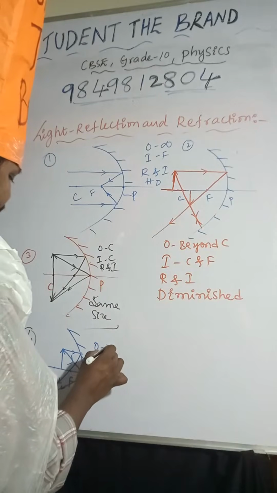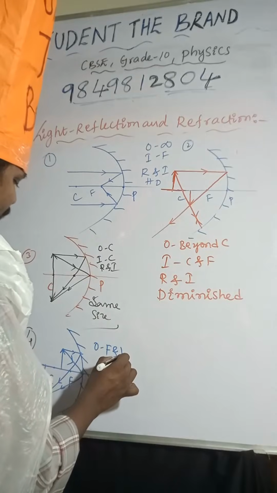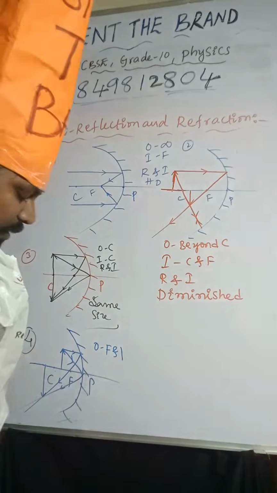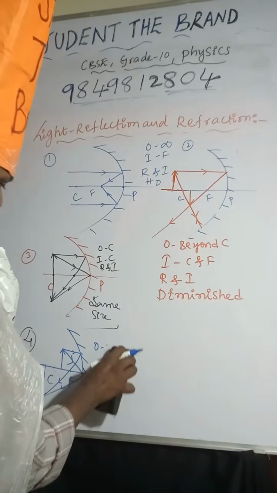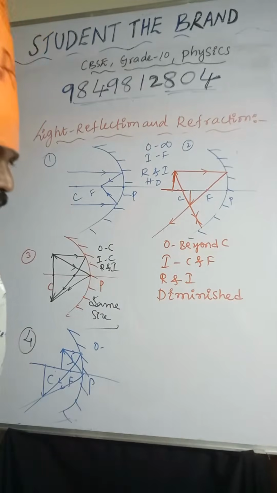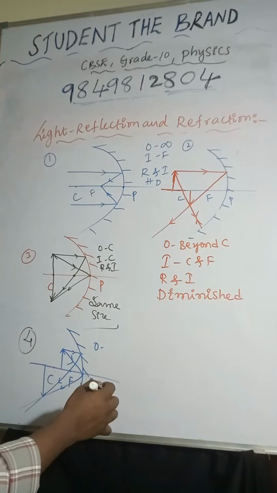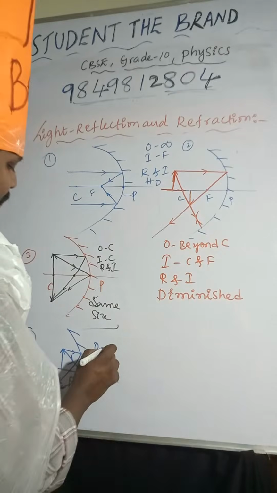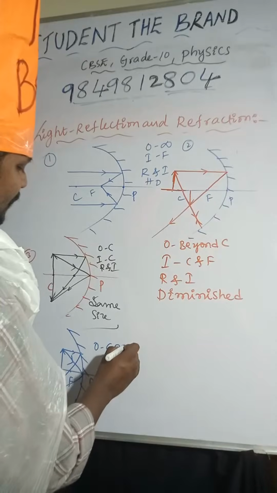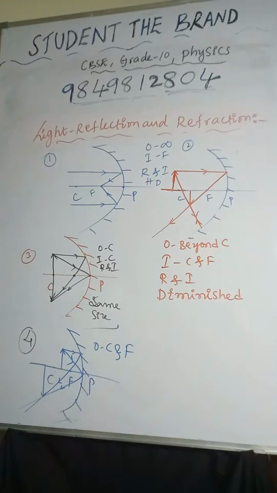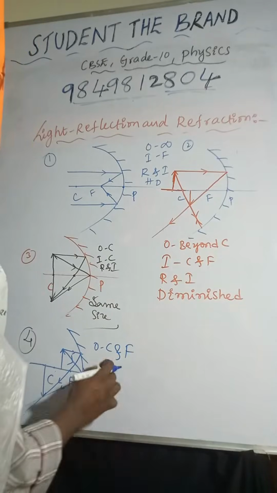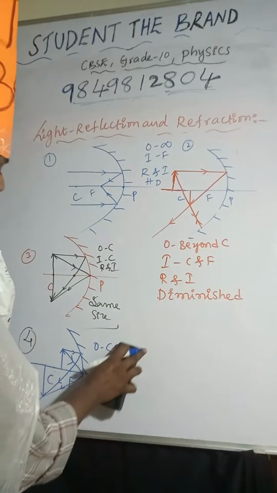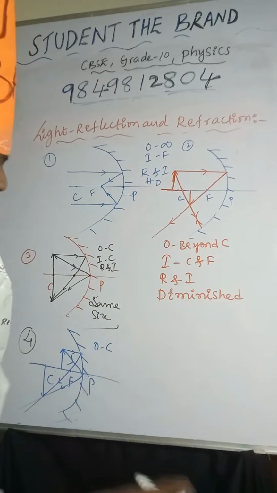Object is placed between C and F. The concept is visible, no? If the content is there, no need of a cutout. So I'm taking here C and F.